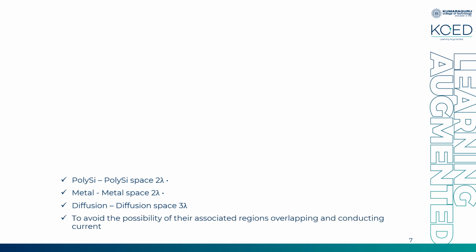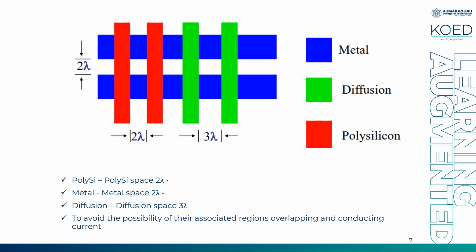Poly to poly space has to be 2 lambda. Metal to metal minimum space has to be 2 lambda. Diffusion to diffusion space has to be 3 lambda. If you overlap, you have a parasitic circuit formed: parasitic diode, parasitic BJT, all those will be formed if you place them at less than 2 or 3, whatever is mentioned. As you can see in the diagram, the minimum space between poly to poly, red and red line, is 2 lambda. Minimum space between two diffusion lines is 3 lambda. Minimum space between two metal one lines is 2 lambda.